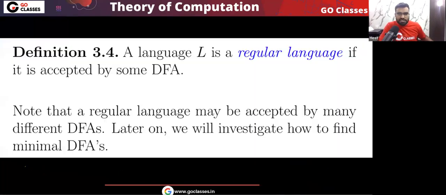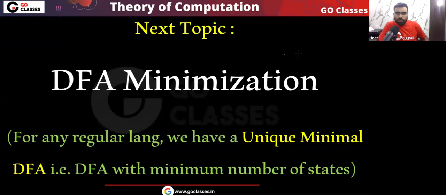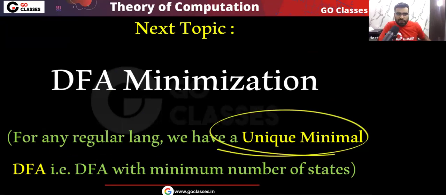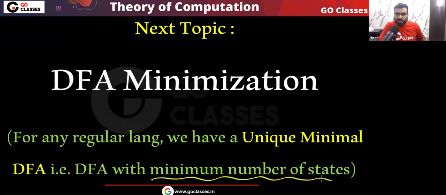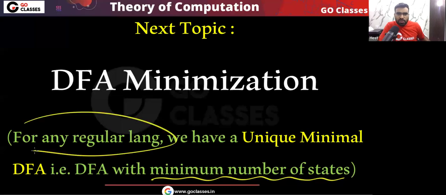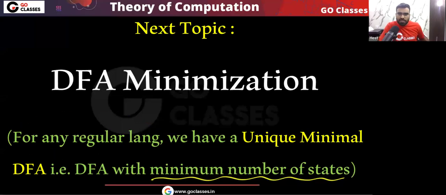So this is our interesting question, that we want to find the minimal DFA for a given regular language. Now let's study our topic, that is DFA minimization. I told you that for any regular language we have a unique minimal DFA, meaning the DFA with the minimum number of states. So we want to find this unique minimal DFA for any regular language L. This is our task.